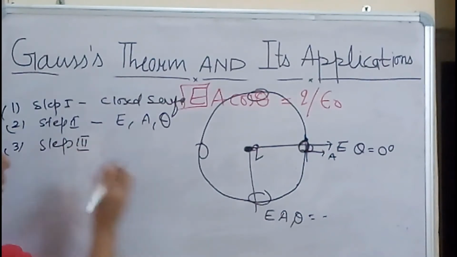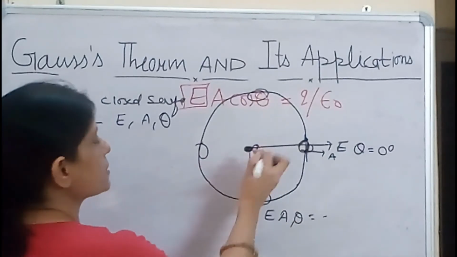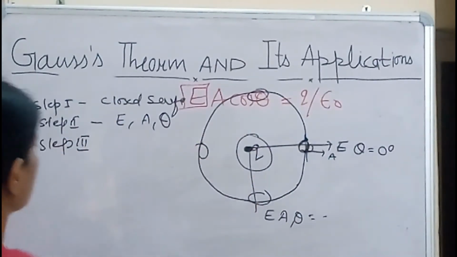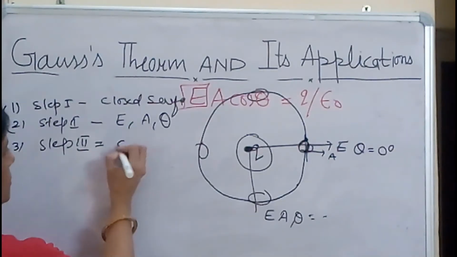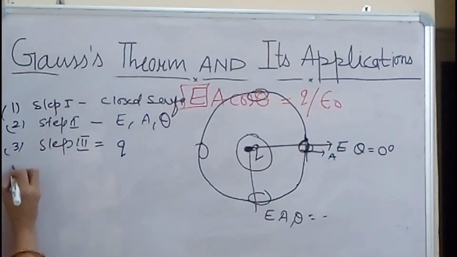Step 3. You have to go inside the Gaussian surface. Now jump inside the Gaussian surface and calculate the value of charge Q. Here it is Q only. Okay, and step number 4.